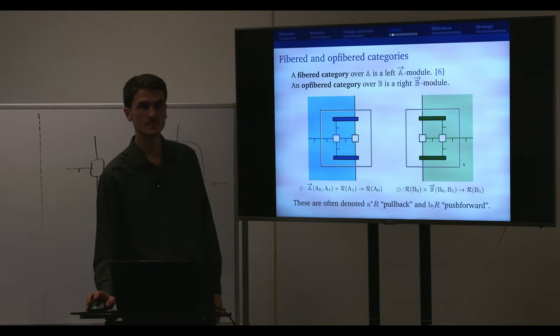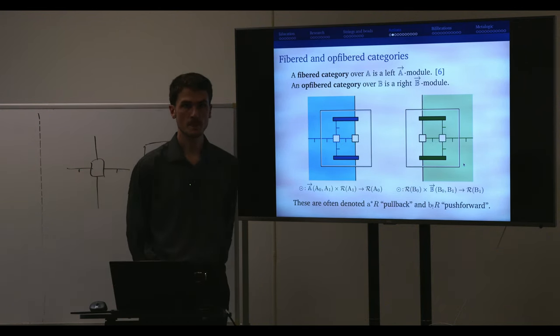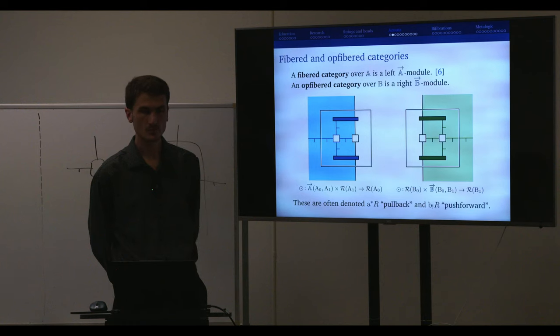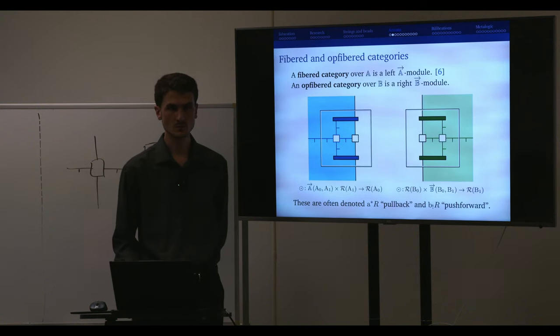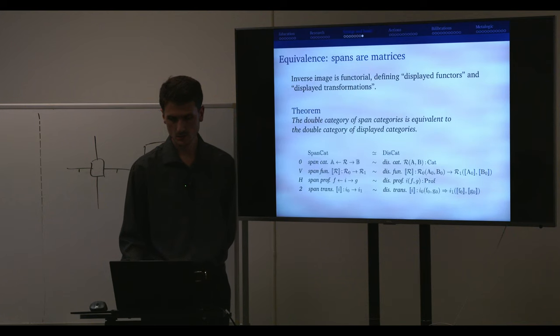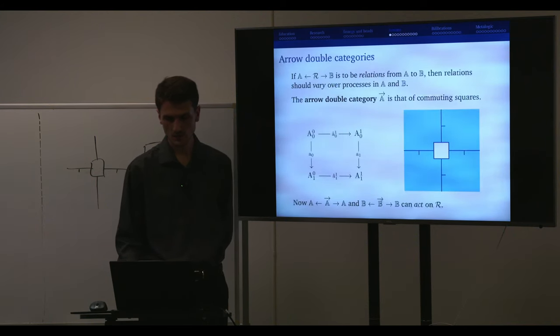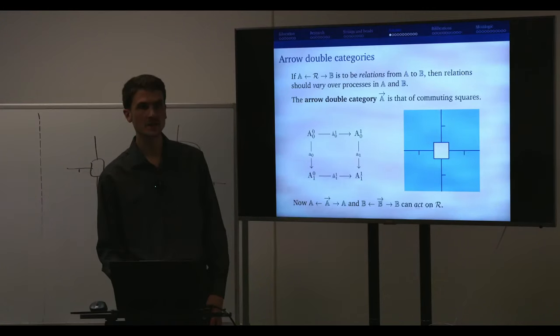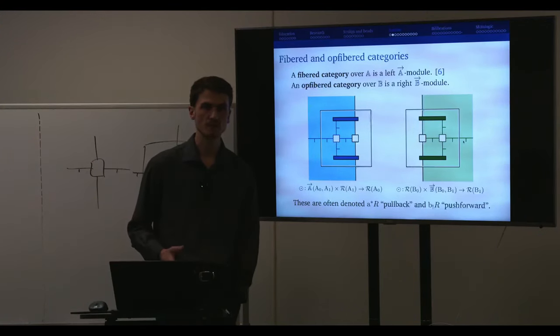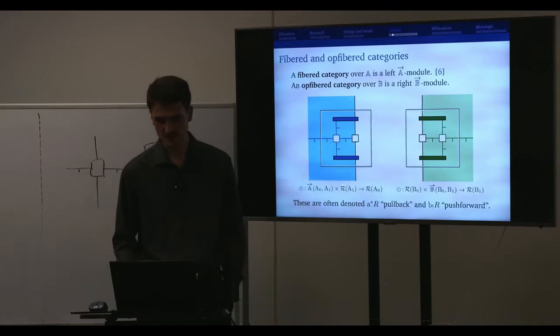Yes? Earlier you were using A with a bar over it to denote the generic hom, but here you're using A with the bar over it to denote the arrow category. What bar? With an arrow. Oh, it's the same thing. Because the arrow double category is like the collage of the hom, or the tabulation of the hom. It's the same thing. Yeah.